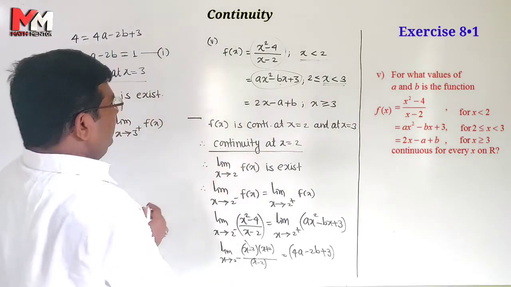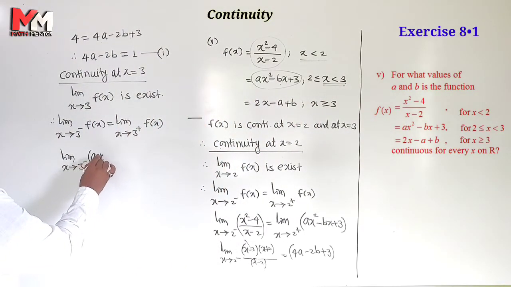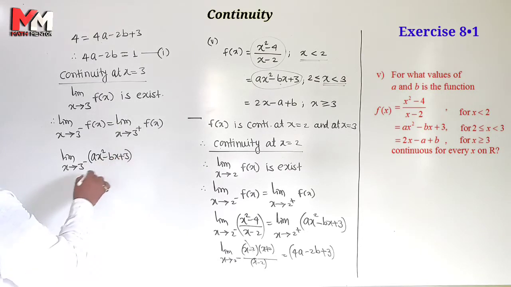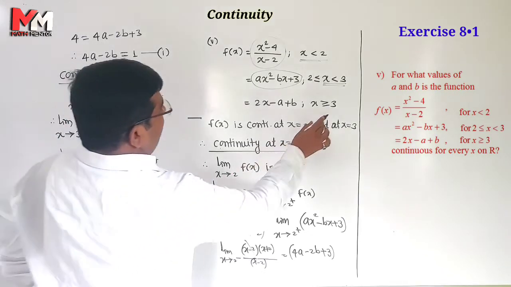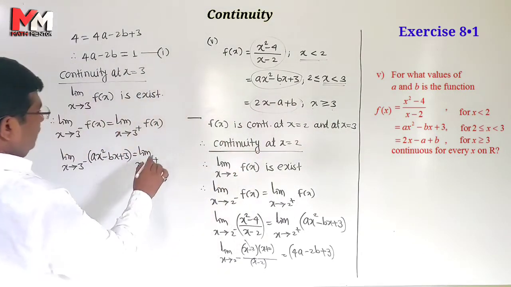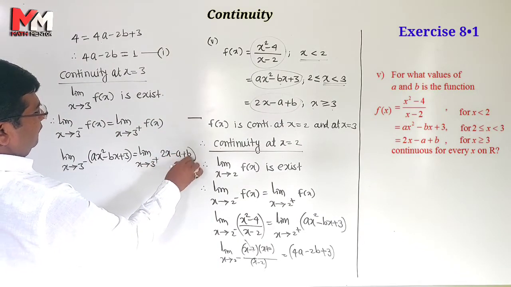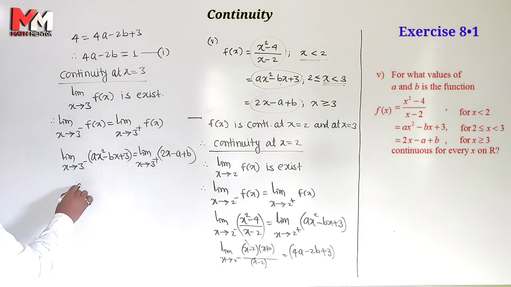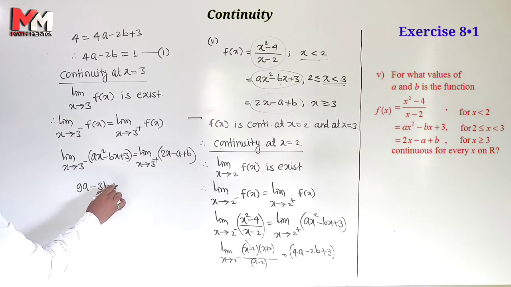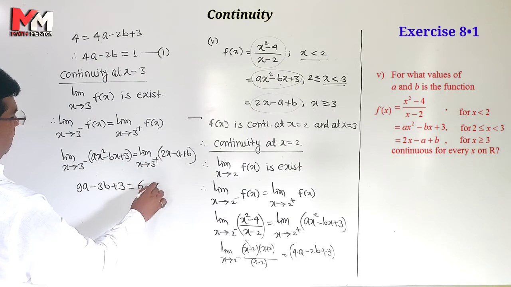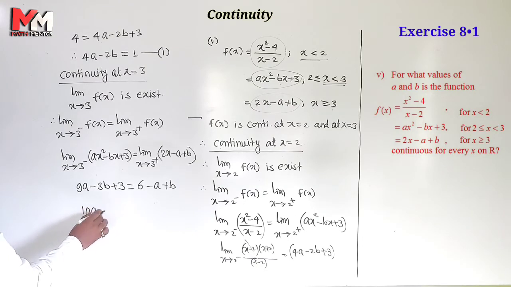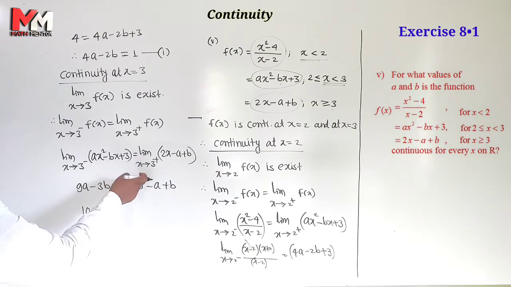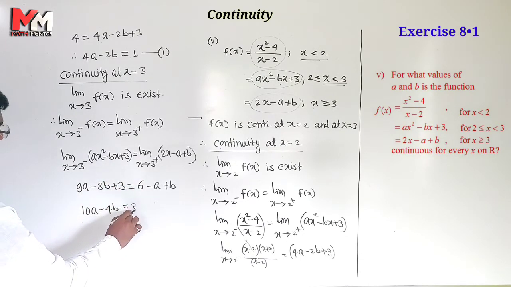ये फंक्शन लेफ्ट हैंड के लिए रहेगा, ax square minus bx plus 3. और राइट हैंड लिमिट मीन्स x is greater than 3. यहाँ पर x is greater than 3 है. So ये फंक्शन 2x minus a plus b. So just रिप्लेस करना है. 3 square 9a minus 3b plus 3. 3 2 ज़ा 6 minus a plus b. Minus a plus a 10a, plus b minus b minus 4b plus 6, here 3 plus 3, राइट साइड में 6 minus 3 is 3.